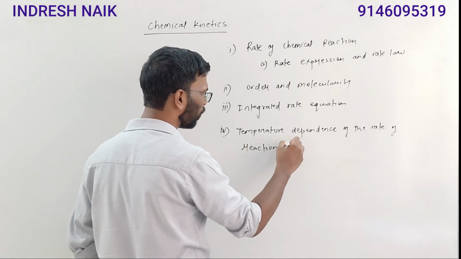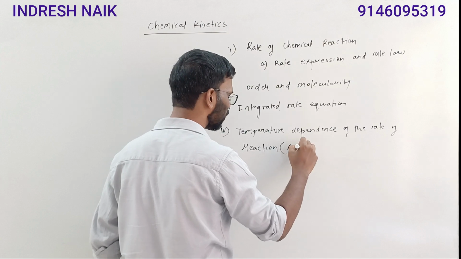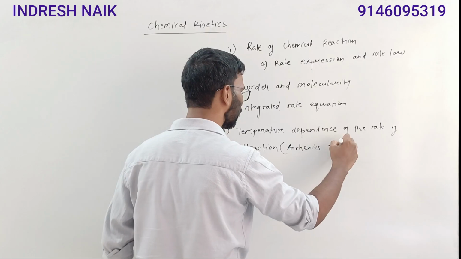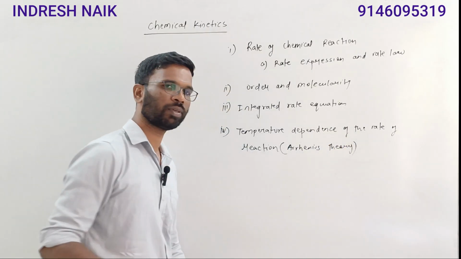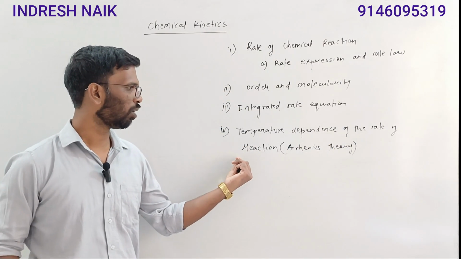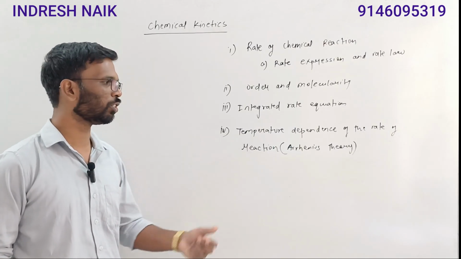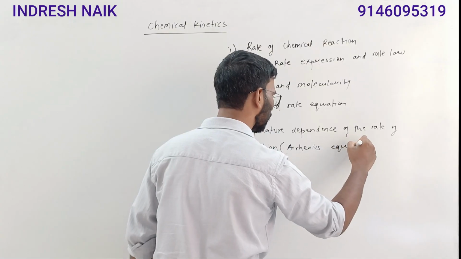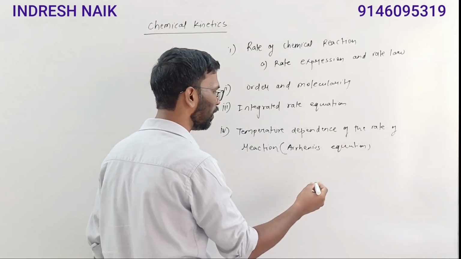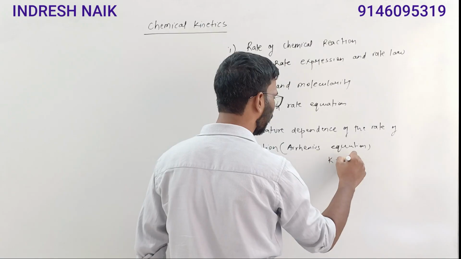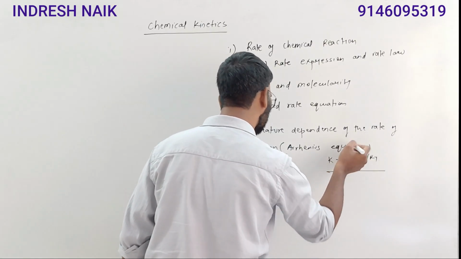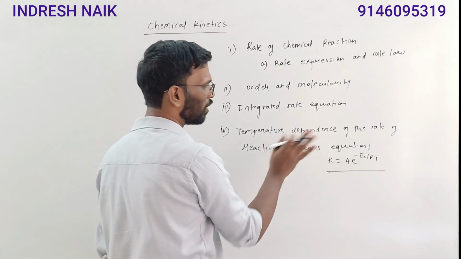Basically, in this last topic, we discuss this Arrhenius theory. Okay, Arrhenius theory, for the Arrhenius equation we learn. Arrhenius equation tells about temperature dependency. K is equal to A e raised to minus Ea by RT. This is that equation. Our whole study will be based on this equation.